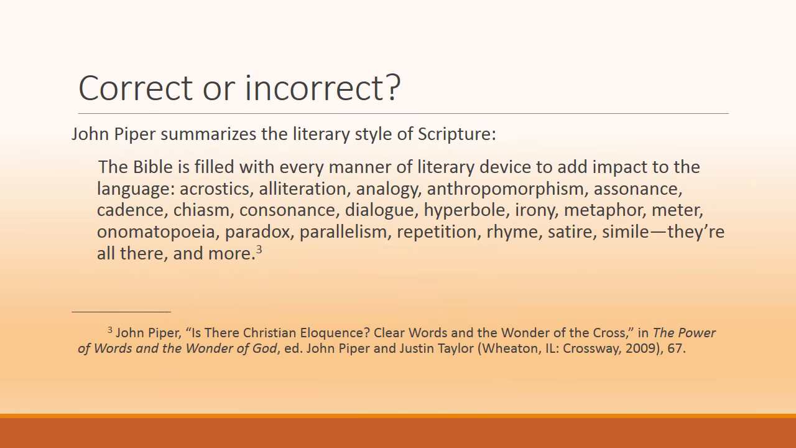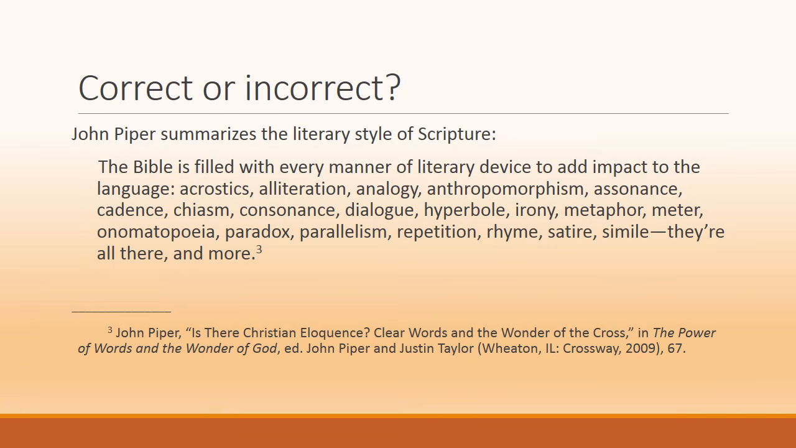Well, finally, is the following correct or incorrect? And this is a quiz. John Piper summarizes the literary style of Scripture: "The Bible is filled with every manner of literary device to add impact to the language: acrostics, alliteration, analogy, anthropomorphism, assonance, cadence, chiasm, consonants, dialogue, hyperbole, irony, metaphor, meter, onomatopoeia, paradox, parallelism, repetition, rhyme, satire, simile. They're all there and more."